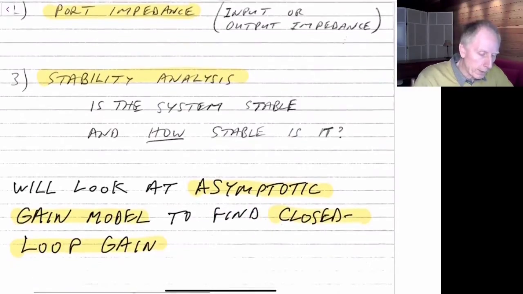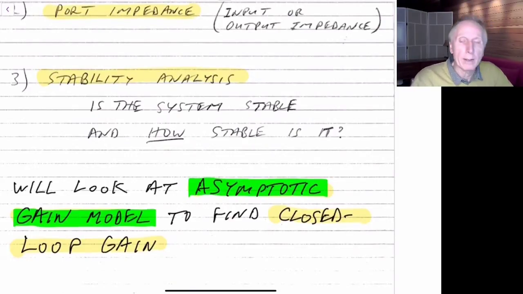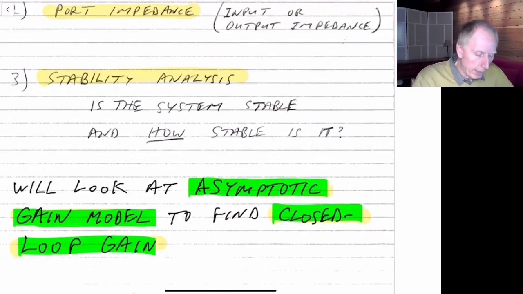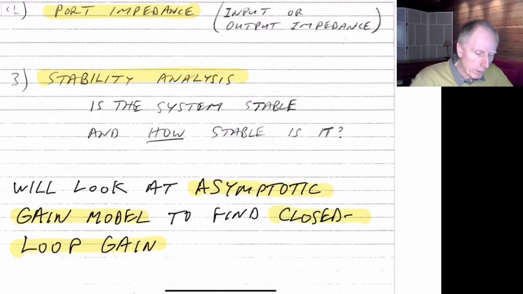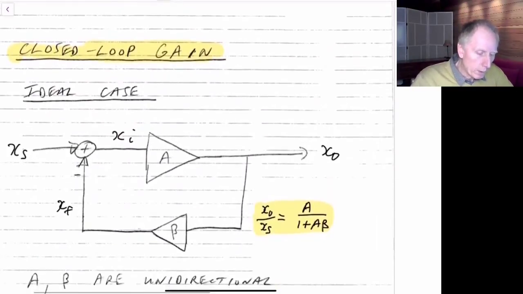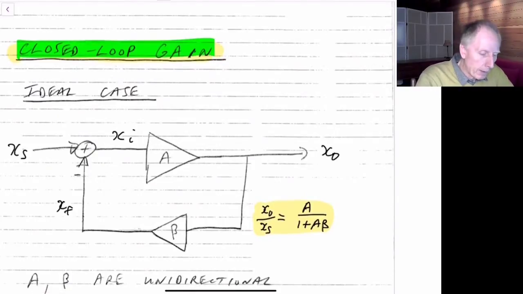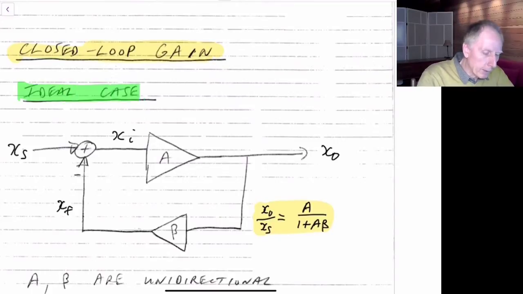In this video, we'll be looking at the closed loop gain, and we'll be using something called the asymptotic gain model to make our life a little easier, to help us find the closed loop gain for practical feedback circuits. So let's start off by looking at the closed loop gain in the ideal case, which is not necessarily that useful for practical circuits.